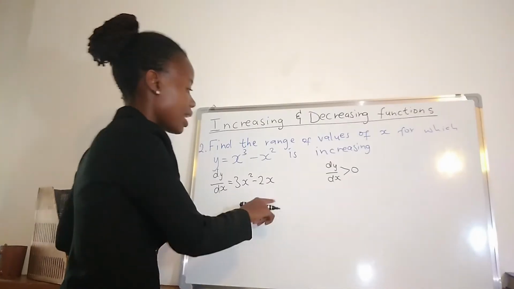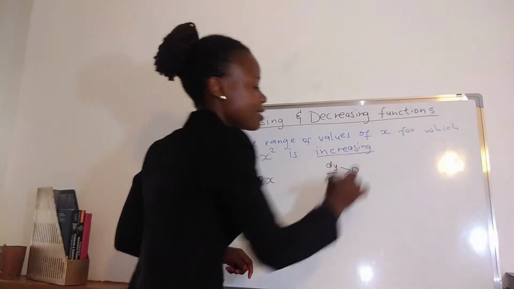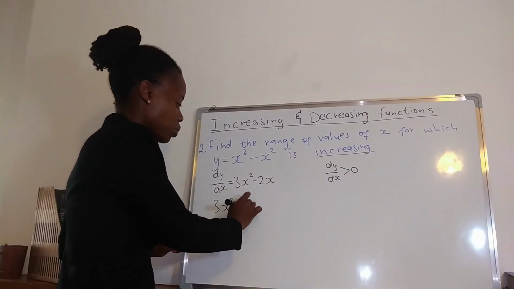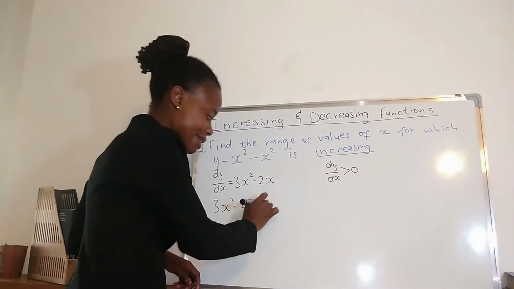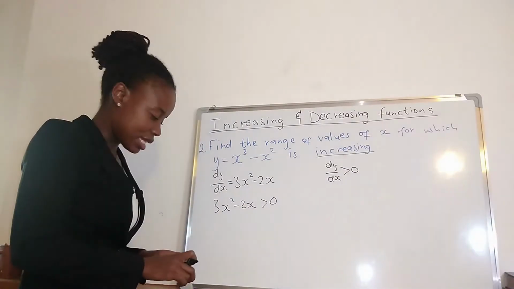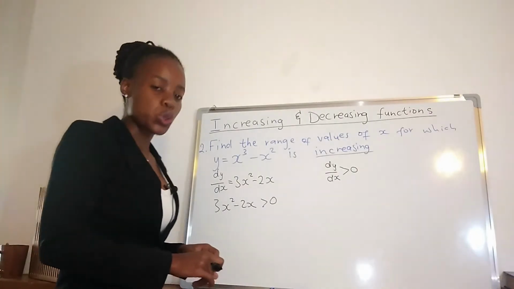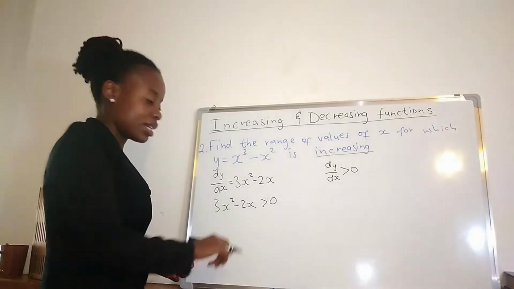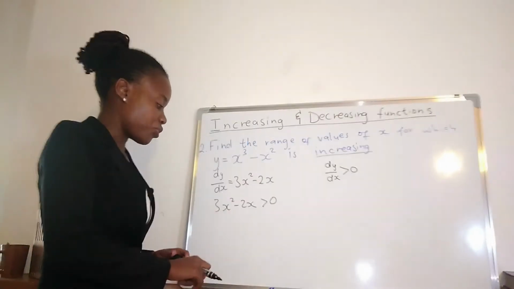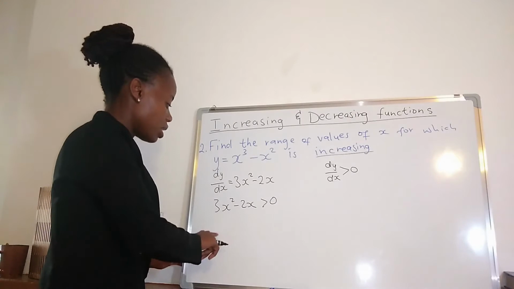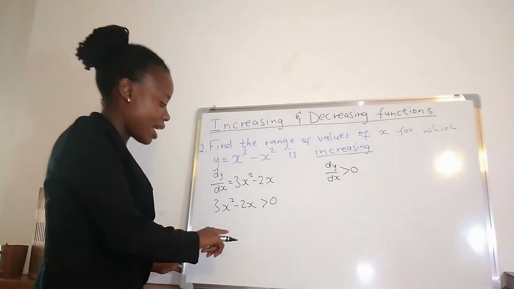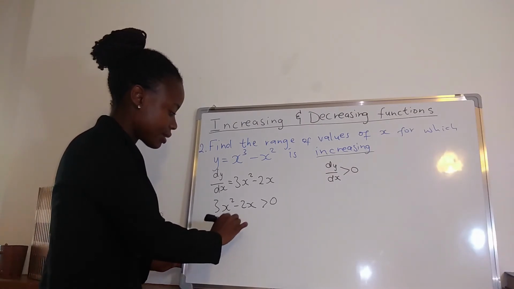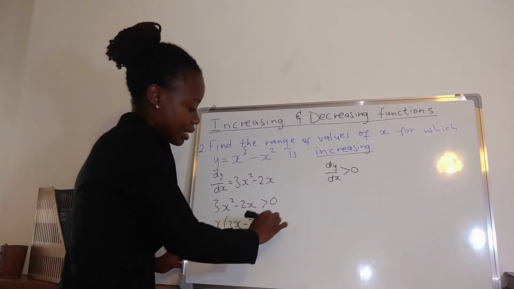Right? So we have this, and we are told that it's an increasing function. So 3x squared minus 2x is supposed to be greater than 0. Now we are going to solve for x. This is a quadratic equation, so we're going to factor it out to find our x. So x times 3x minus 2 is greater than 0.